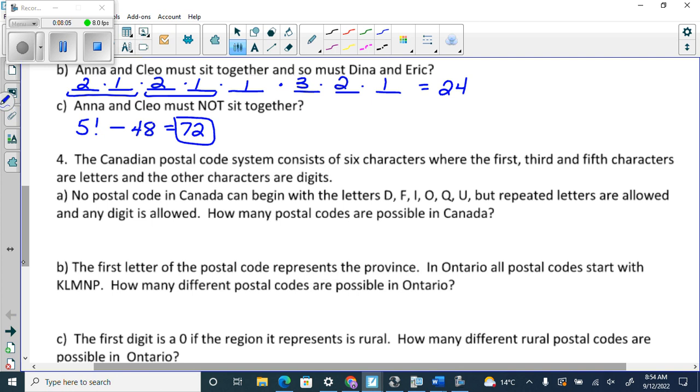The Canadian postal code system consists of 6 characters where the first, third, and fifth characters are letters, and the other characters are digits. So letter, digit, letter, digit, letter, digit. No postal code in Canada can begin with D, F, I, O, Q, or U, but repeated letters are allowed and any digit is allowed. How many postal codes are possible?